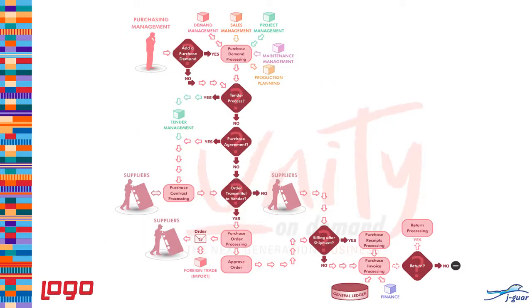Again, the cycle of purchasing management, as you can see, collects data from demand management, sales management, project management, maintenance management, production planning. All of this information is gathered inside the purchasing management module. And then it can go through its cycles of approvals through tender processes or purchase agreements or orders.